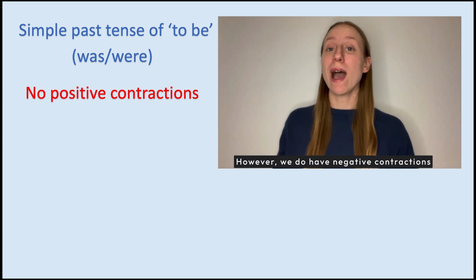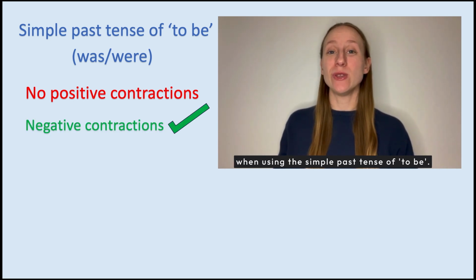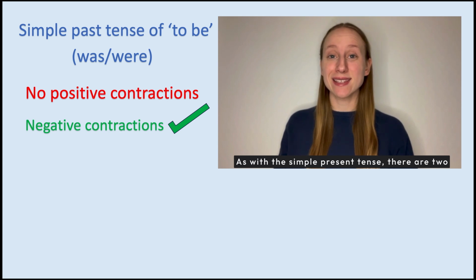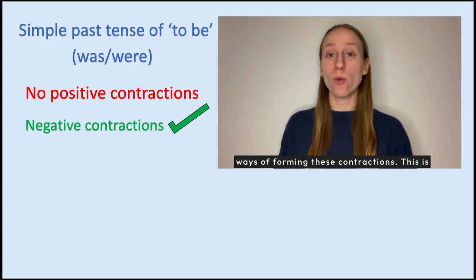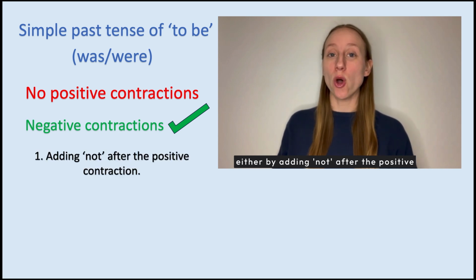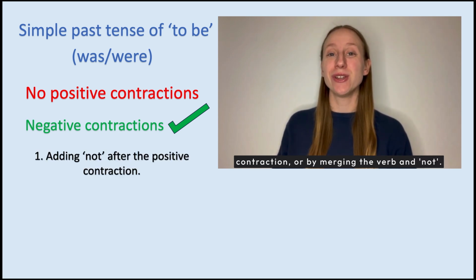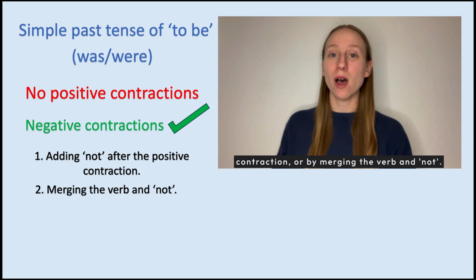However, we do have negative contractions when using the simple past tense of to be. As with the simple present tense, there are two ways of forming these contractions. This is either by adding not after the positive contraction or by merging the verb and not.